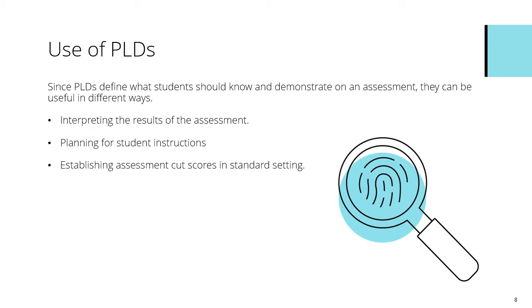Since PLDs define what students at each achievement level should know and demonstrate to be classified into an assessment, they can be very useful. The PLDs are useful in interpreting student performance on the assessment. If a student is classified into the approaches performance level, the performance level descriptors provide a snapshot of what could be expected regarding what that student knows and may be able to demonstrate.